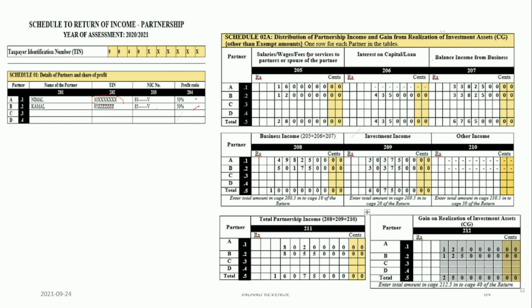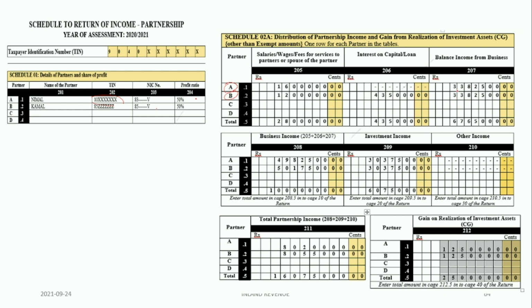Schedule 2: the distribution of partnership income and capital gain from realization of investment asset other than the exempt amount. These cages should be utilized for that purpose. Here we can see salaries, partners' appropriated profit 2.8 million. Those details are included as A, partner Nimal, B, Kamal. The details of Nimal should be included in cage number 1, Kamal's details in cage number 2. No interest is paid to Nimal, but Kamal is given 435,000, which I include here.